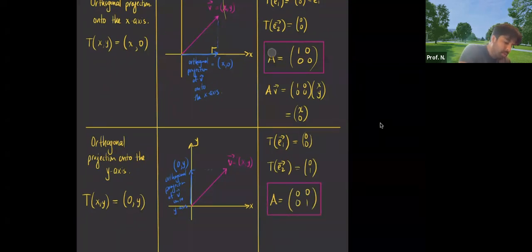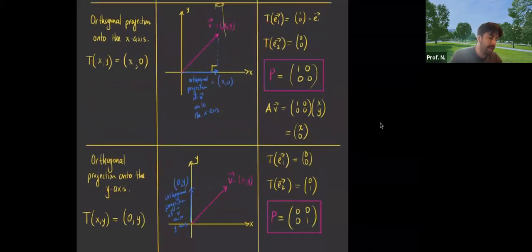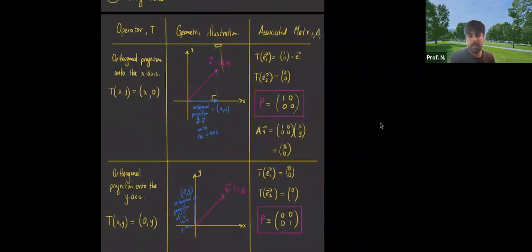And sometimes people just call these projector matrices, so you can put them as a P instead. These are examples of what are called projector matrices. Any questions about these operators, the geometric understanding of those operators and their associated matrices? Is this starting to make more sense now?